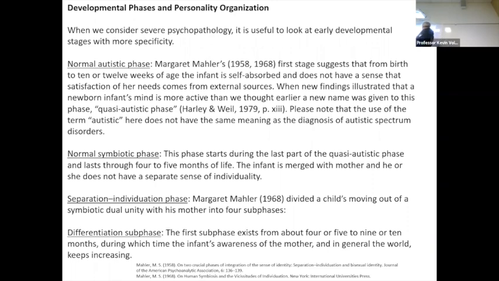A little bit later on, the child goes into the separation-individuation phase. The child moves out of the symbiotic union with his mother into 4 subphases. Okay, so these subphases are under this phase. I should have indicated this a little bit, sorry. And the first one is the differentiation subphase. It exists from about 4 or 5 to 9 or 10 months, during which the infant's awareness of the mother and of the world in general keeps increasing.